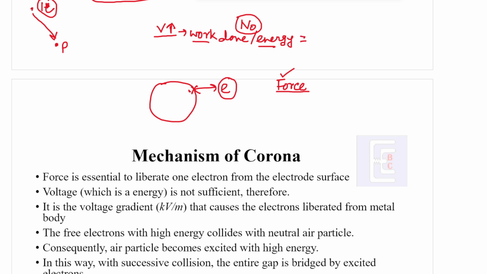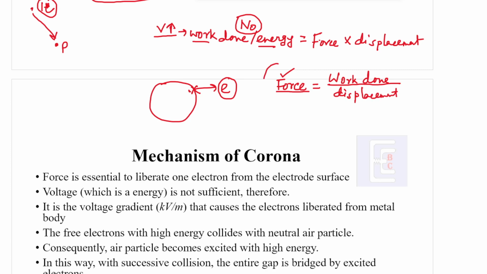From the classic definition, work done is force into displacement, right? It is the very definition of work done. So what is then force? Force is equal to work done divided by displacement. From this equation, it will be clear in a moment who is responsible for liberating the electron from the electrode surface. Work done is nothing but voltage, and displacement is nothing but the gap distance.